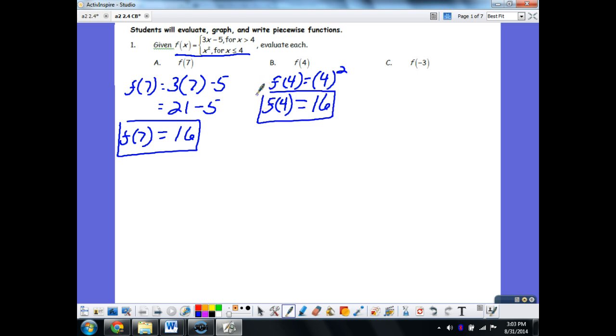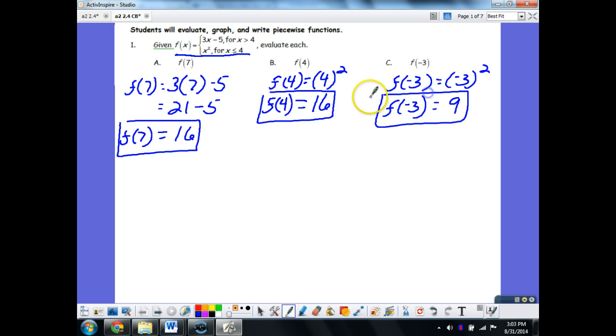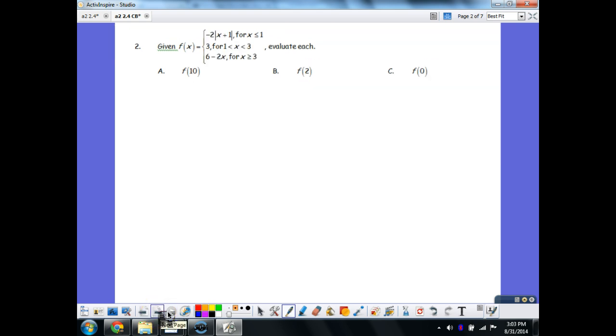And finally, negative 3. Since negative 3 again is less than or equal to 4, we're going to substitute it into the bottom piece of the function. So that's equal to negative 3 squared, which is 9. So f of negative 3 is equal to 9. Now, in example 2, we've got a different piecewise function.